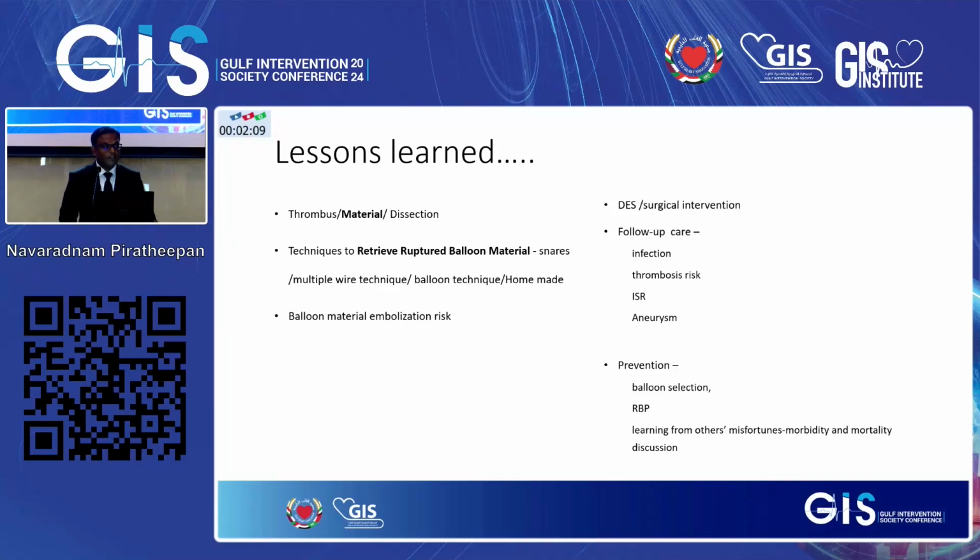The lesson learned: we were unsure whether it was thrombus, balloon material, or dissection, and IVUS confirmed that it was only balloon material. There are many techniques, but we didn't have snares. We could have used multiple wire techniques and unconventional balloon techniques. We didn't try homemade snares; the first operator didn't want to put a homemade snare in the coronary system. And we really underestimated the balloon material embolization risk. There were other options, surgical and DES.